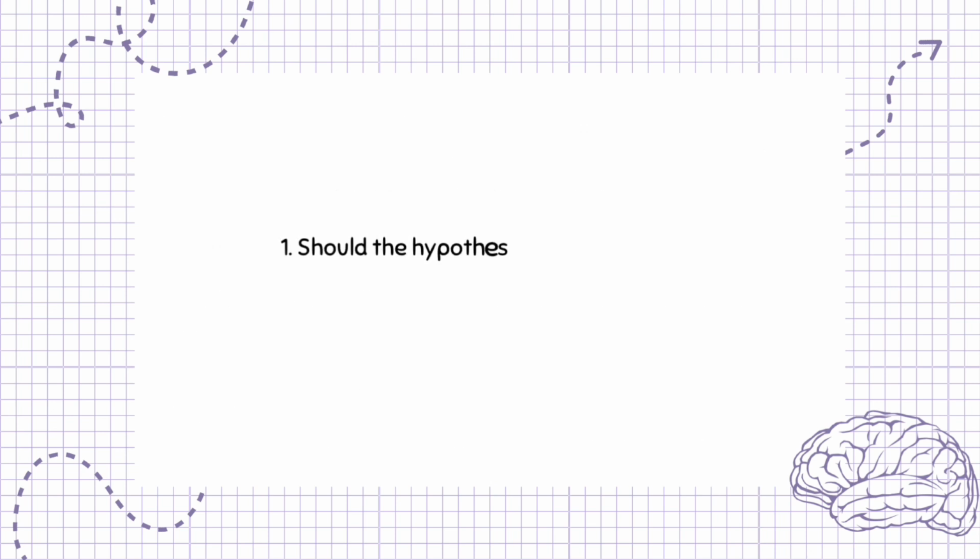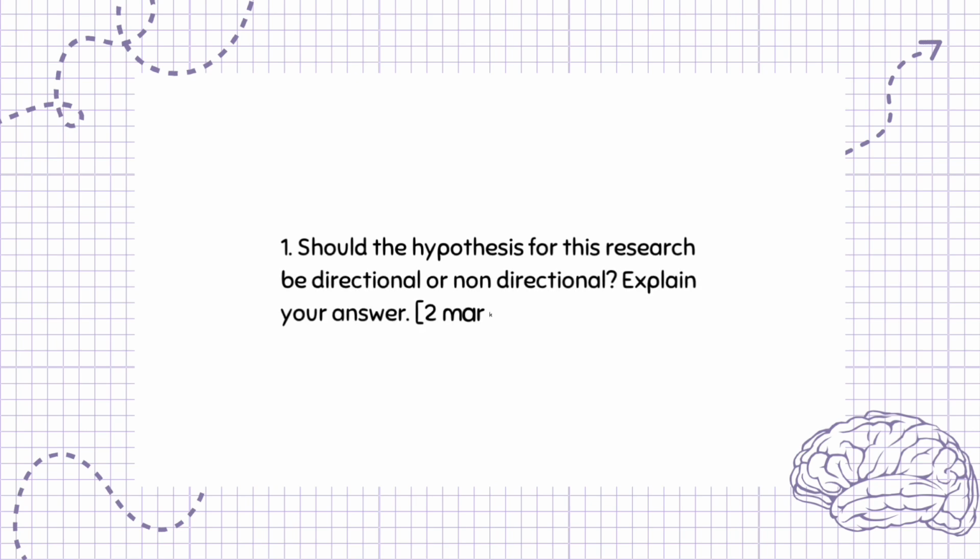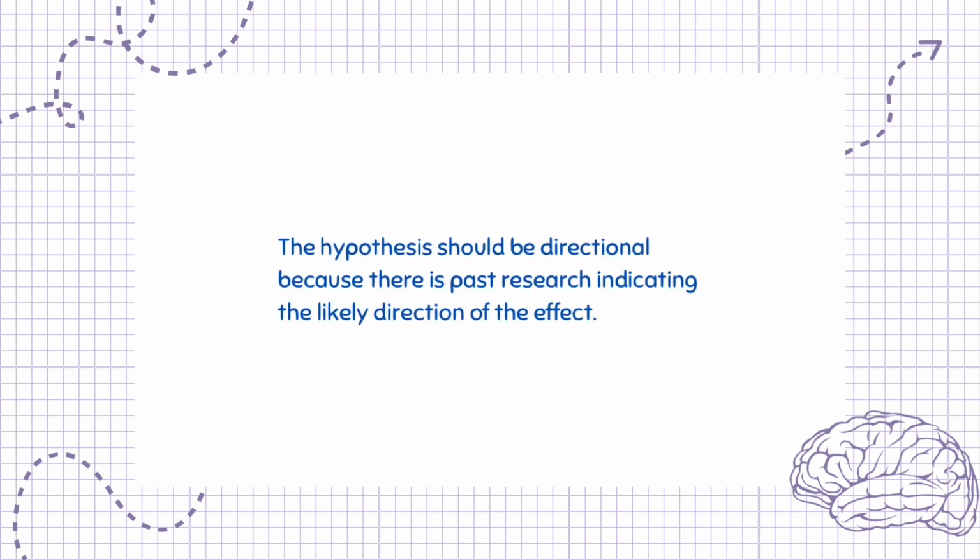Question 1. Should the hypothesis for this research be directional or non-directional? Explain your answer. 2 marks. The hypothesis should be directional because there is past research indicating the likely direction of the effect.